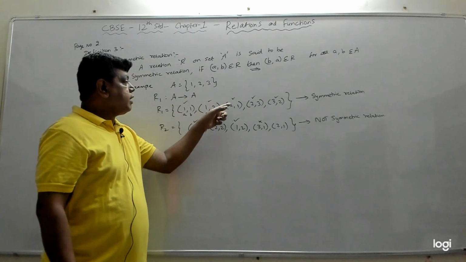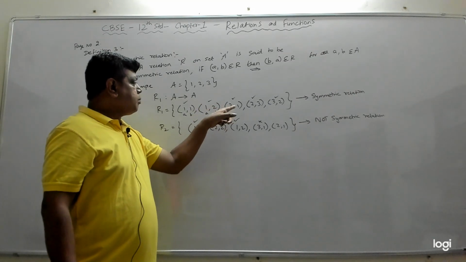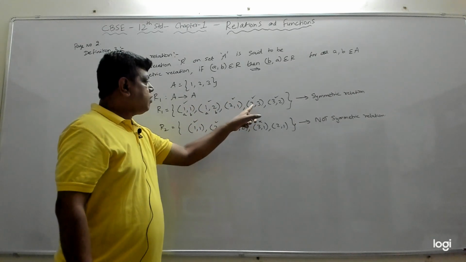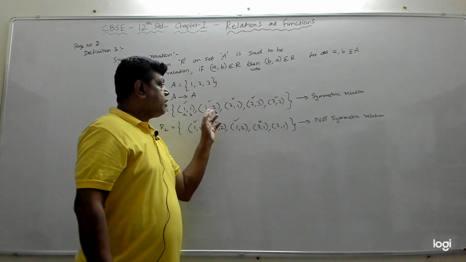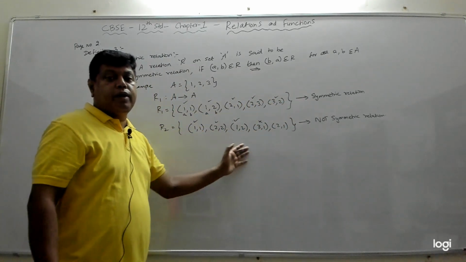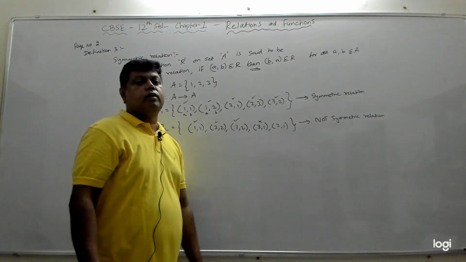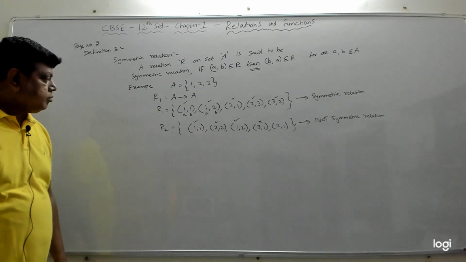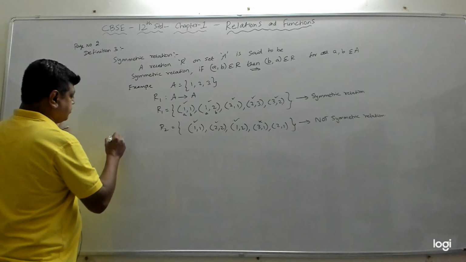Here it is true for every element. 1 comma 1 reverse is 1 comma 1. 1 comma 2 reverse is 2 comma 1, which is there. Then 2 comma 1 reverse is 1 comma 2, which is there. 2 comma 3 reverse is 3 comma 2, which is there. For 3 comma 2 the reverse is 2 comma 3. So for every element this condition is satisfied, so it is called symmetric. Here it fails for this element, therefore it is not a symmetric relation. Fine. So next what we have is transitive relation.